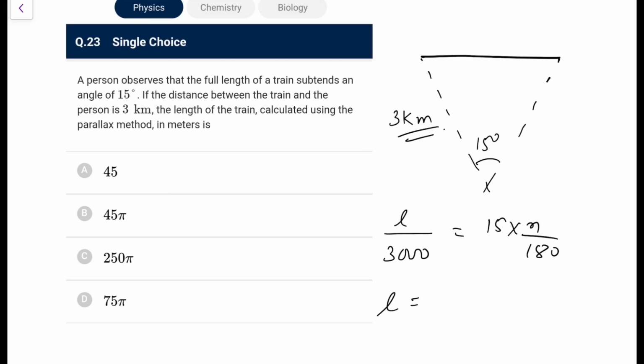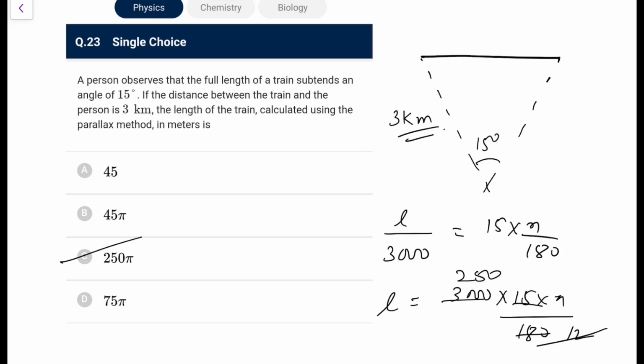So L would be equal to 3000 into 15 into pi by 180. So I can cancel 12 and 12. If I do, this would be 2, 24, 60, 250. So 250 pi will be the answer. Go for option C here.